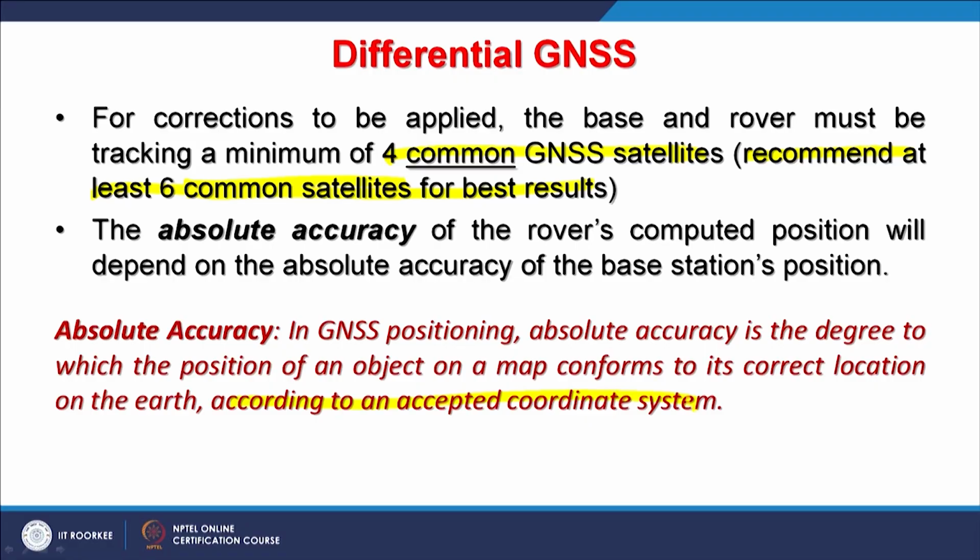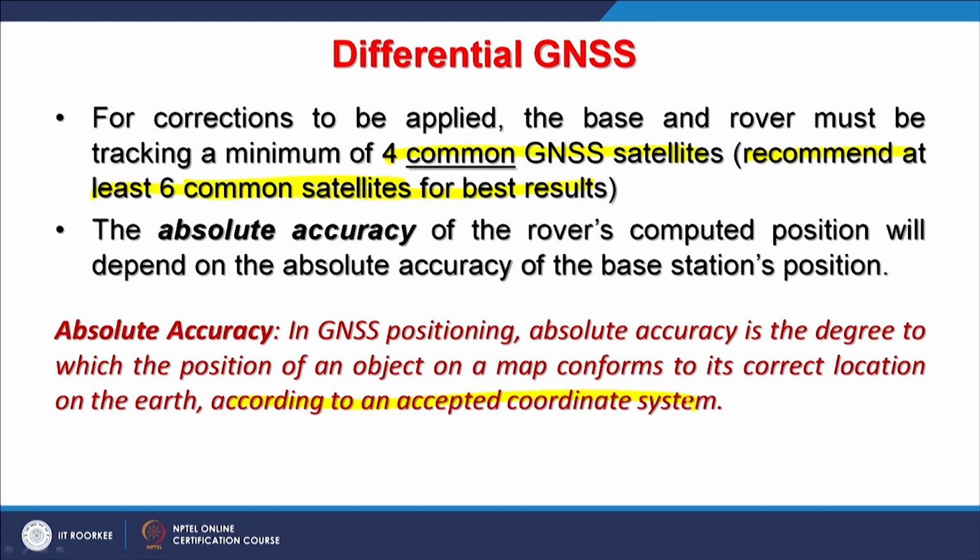So, that is why it is written here that according to an accepted coordinate system, whatever the coordinate system which I am using, if my accuracy estimates are as per my requirements, then I may call it absolute accuracy. So, in GNSS positioning, we will relook at this statement: the absolute accuracy is the degree to which the position of an object on a map conforms to its correct location on the earth, and that too according to an accepted coordinate system. So, if this happens, then we can call it absolute accuracy.